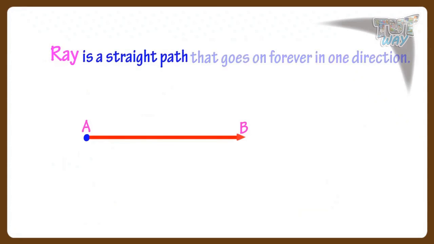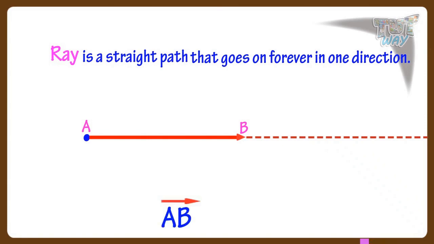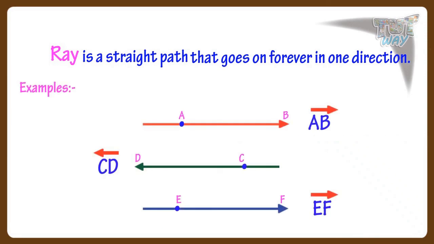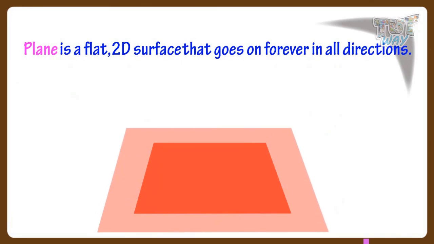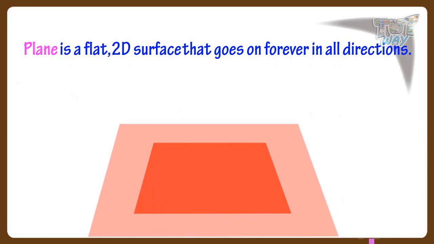We learned that a ray is a straight path that goes on forever in one direction. That is, one endpoint is there on this line, and on one side there is an arrow. This symbol is used to denote a ray. These are some examples of rays. We also learned what is a plane. A plane is a flat 2D surface that goes on forever in all directions, and it has only two dimensions.